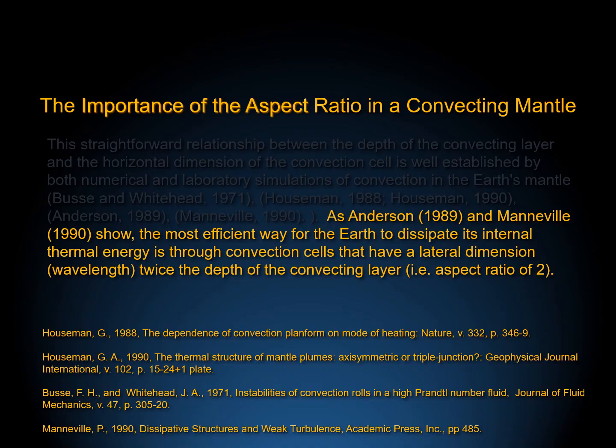As Anderson 1989 and Marville 1990 show, the most efficient way for the Earth to dissipate its internal thermal energy is through convection cells that have a lateral dimension, that is a wavelength, twice the depth of the convecting layer, that is, an aspect ratio of 2.